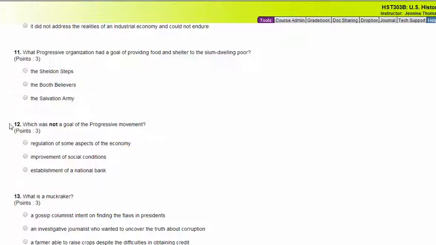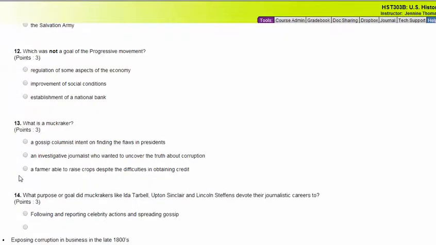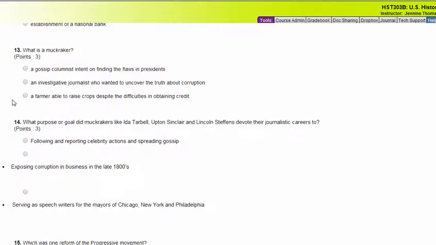Number 12, which was not a goal of the progressive movement? Regulation of some aspects of the economy, improvement of social conditions, or establishment of a national bank? Number 13, what is a muckraker? A gossip columnist intent on finding the flaws in presidents, an investigative journalist who wanted to uncover the truth about corruption, a farmer able to raise crops despite the difficulties in obtaining credit.